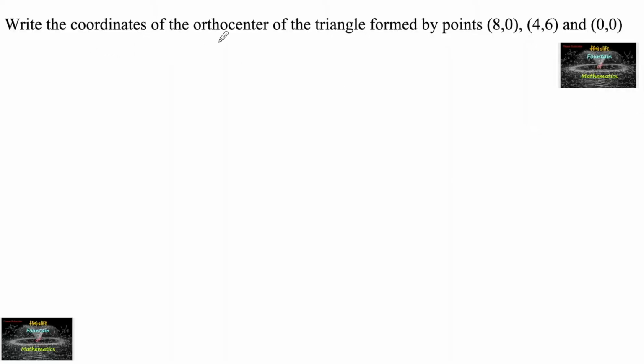Write the coordinates of the orthocenter of the triangle formed by points (8, 0), (4, 6) and (0, 0). Let us consider the points to be A (8, 0), B (4, 6) and say origin C (0, 0).